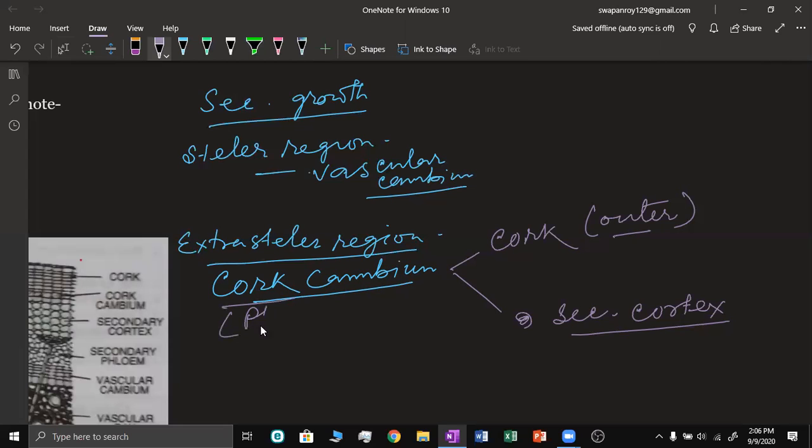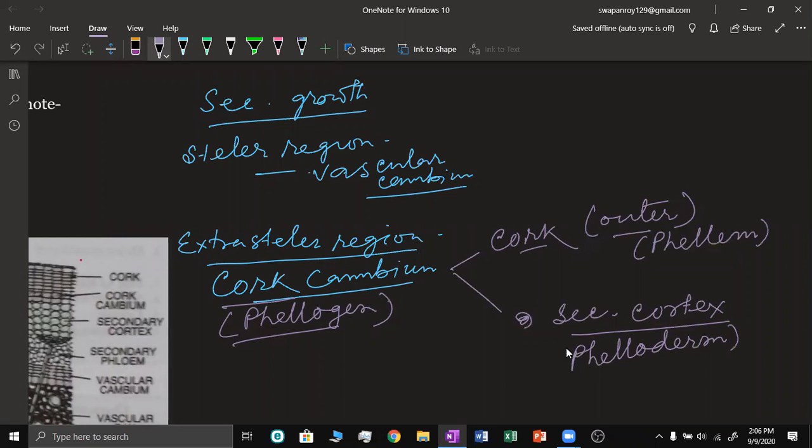This cork cambium has another name. This is known as phellogen, and the cork is known as phellem. And the secondary cortex is phelloderm. All right, this is the alternative name.